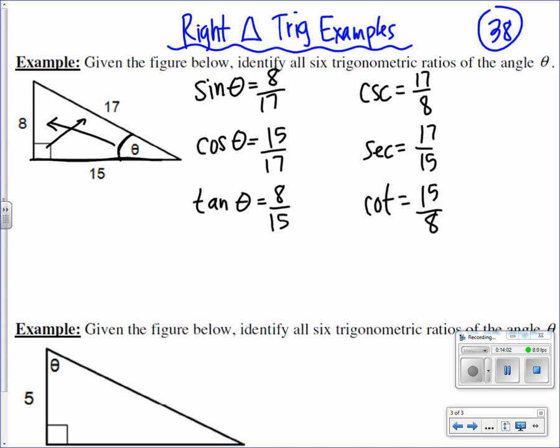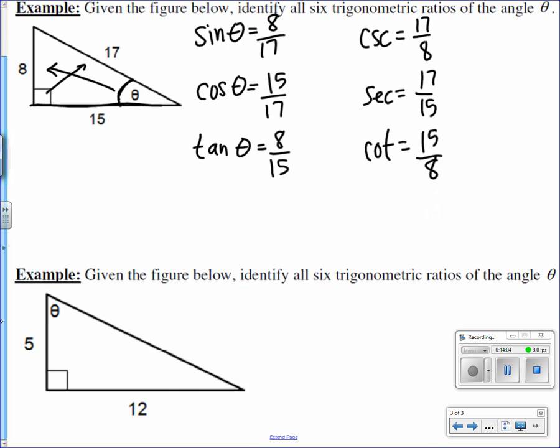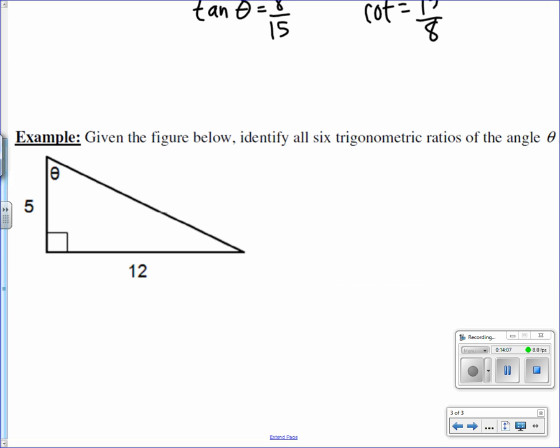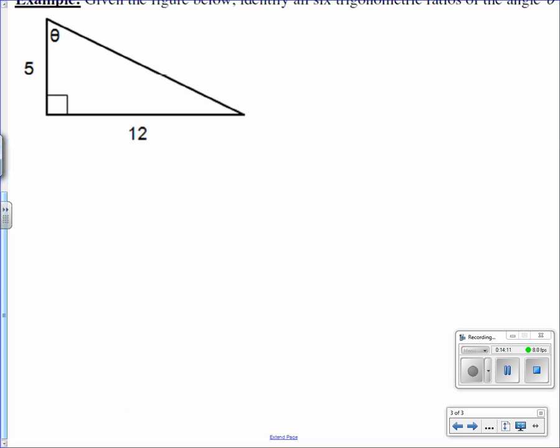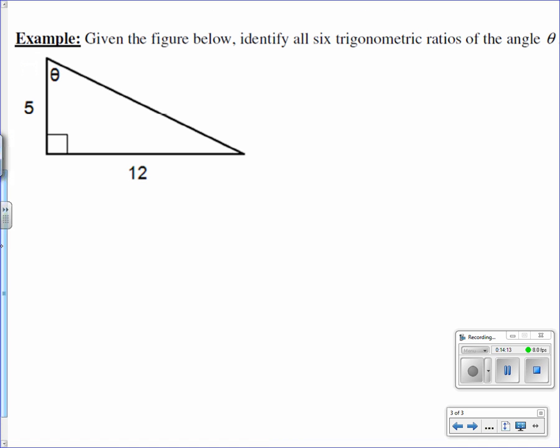Then we'll be done with our notes. So draw that right triangle and put theta in the top angle, top corner.